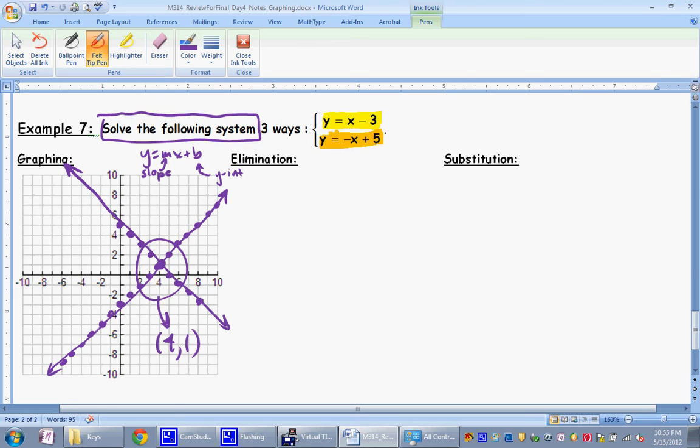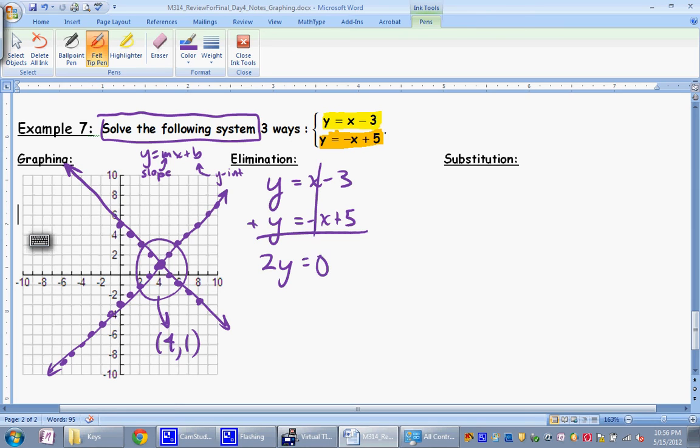Now elimination. Elimination means you can add the equations together to get new equations. You try to eliminate a variable. So I can add the two equations. Y plus y is 2y. X minus x is 0. Negative 3 plus 5 is 2. So 2y equals 2, or y equals 1.